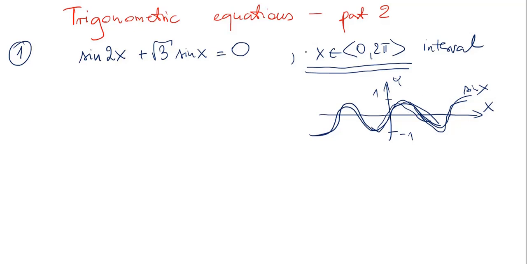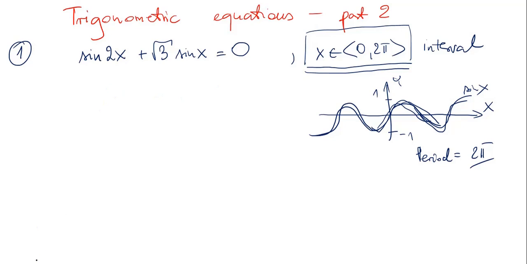So if we don't have an interval for x, then we have to remember that it is a periodic function with a period 2 pi. And then we have to deal with it. But most of the equations, they will have this condition, right? So you will be asked to give your answers only from this interval. So it is much easier for us, and it will be much better.